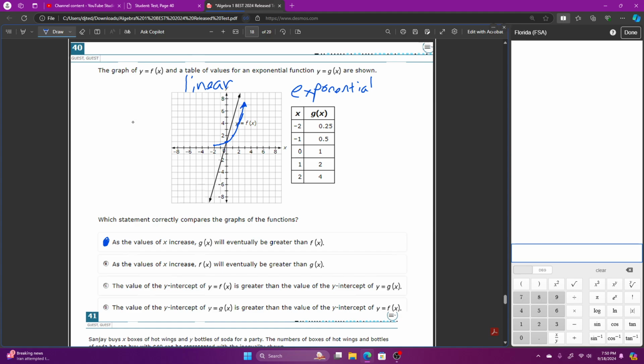And for question number 40, there goes my Ray dog. Sorry about that.